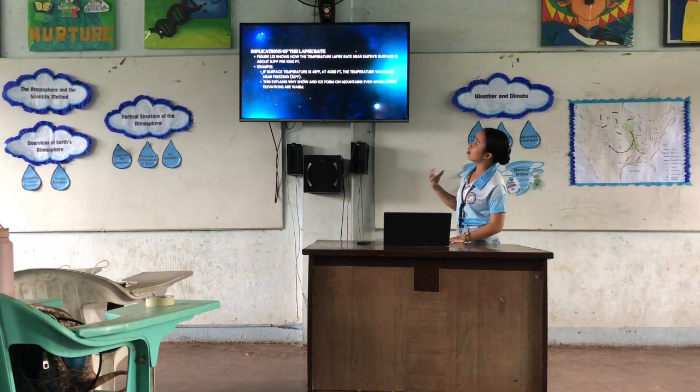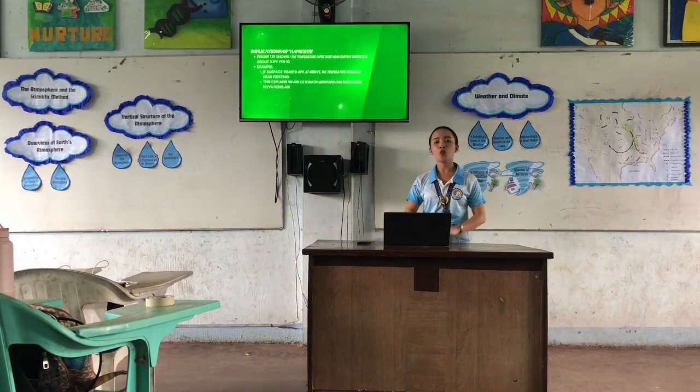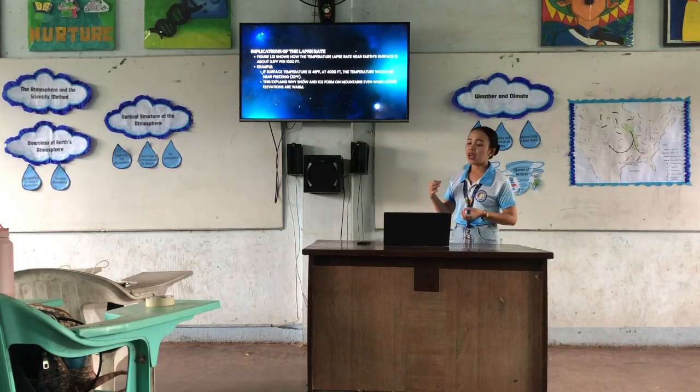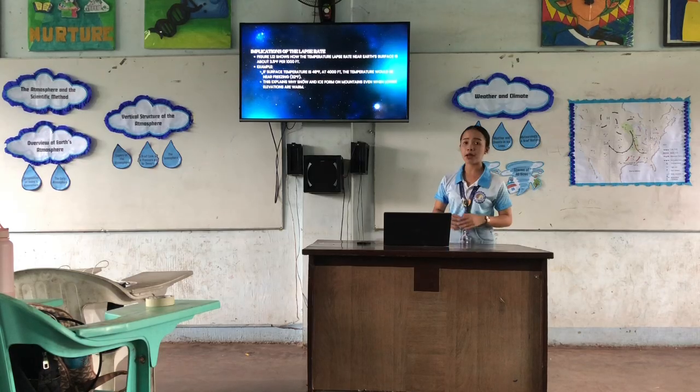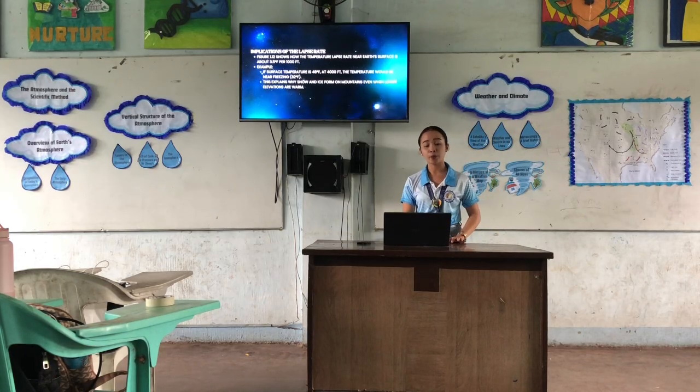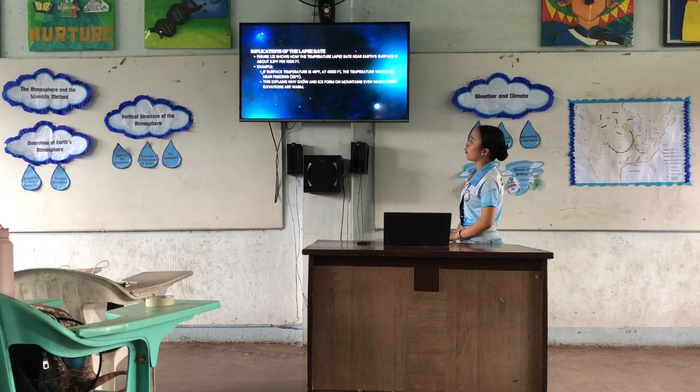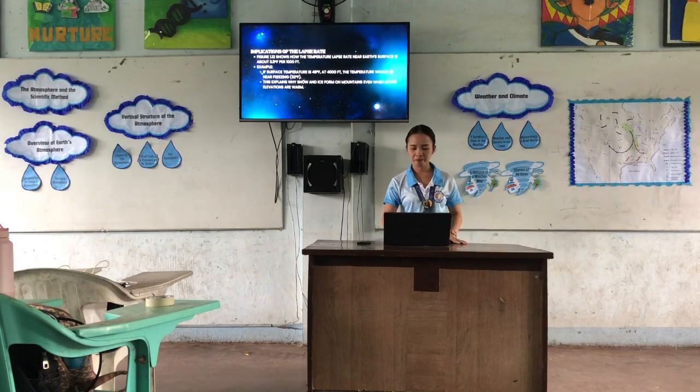And the implications of the lapse rate in figure 1.12: it shows that the temperature lapse rate near Earth's surface is about 3.5 degrees Fahrenheit per 1,000 feet. For example, if surface temperature is 46 degrees Fahrenheit, at 4,000 feet the temperature would be near freezing, which is 32 degrees Fahrenheit. This explains why snow and ice form on mountains even when lower elevations are warm.